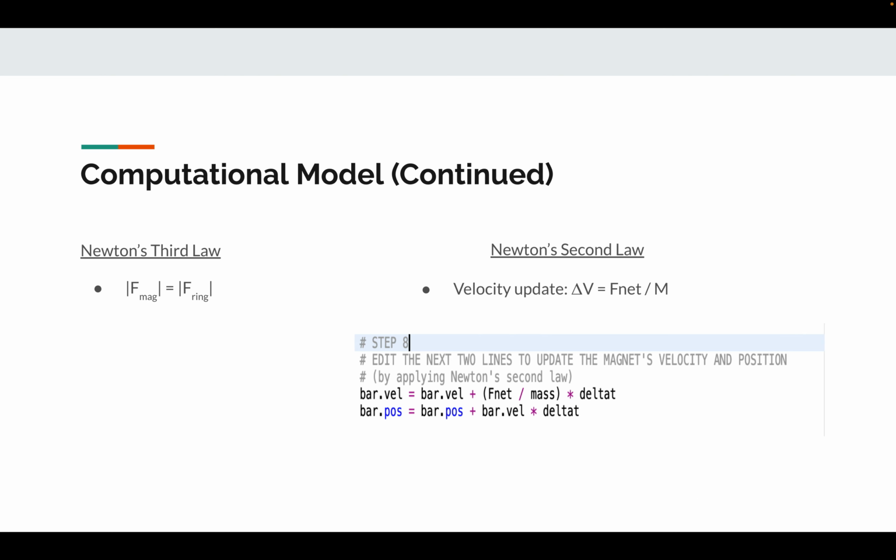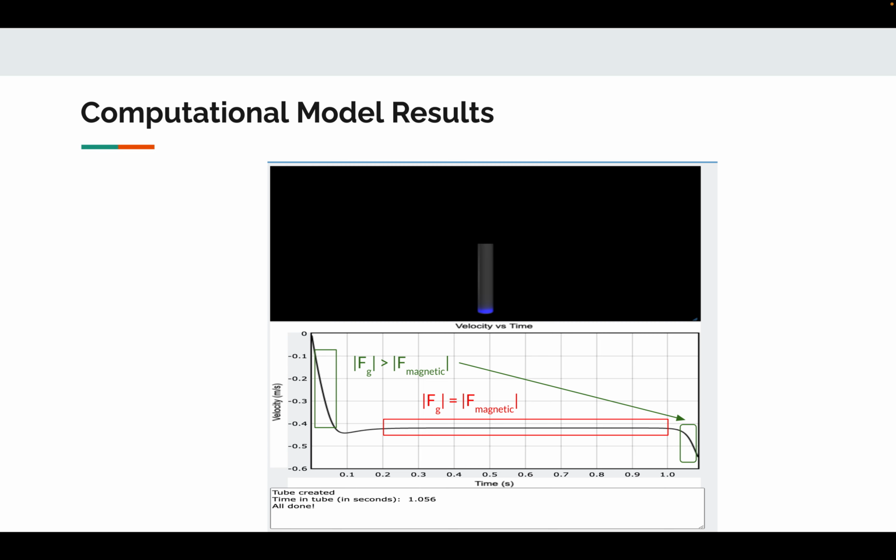Continuing on, we used Newton's third law and said that the magnitude of the force on the ring has to be equal to the magnitude of the force on the barred magnet that's falling down. And then with Newton's second law, we did a velocity update saying that the change in velocity is equal to F net divided by the mass, and thus we did the velocity and position update formulas. So here are our results.